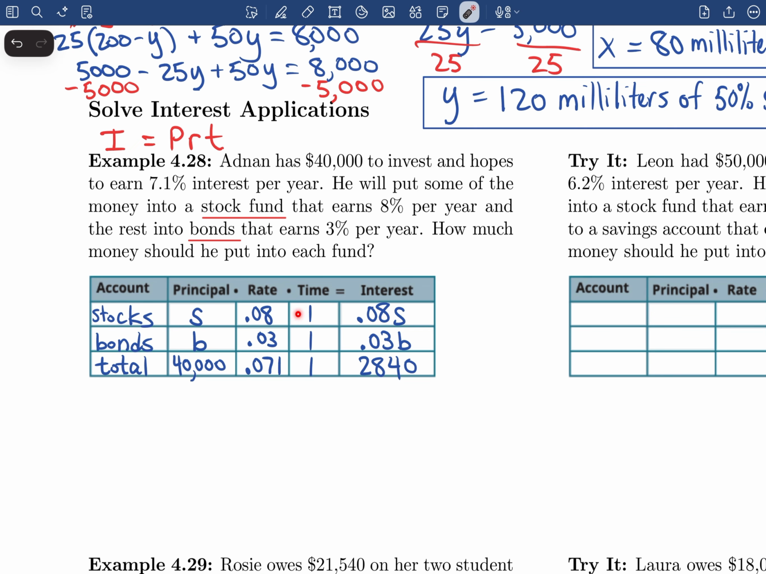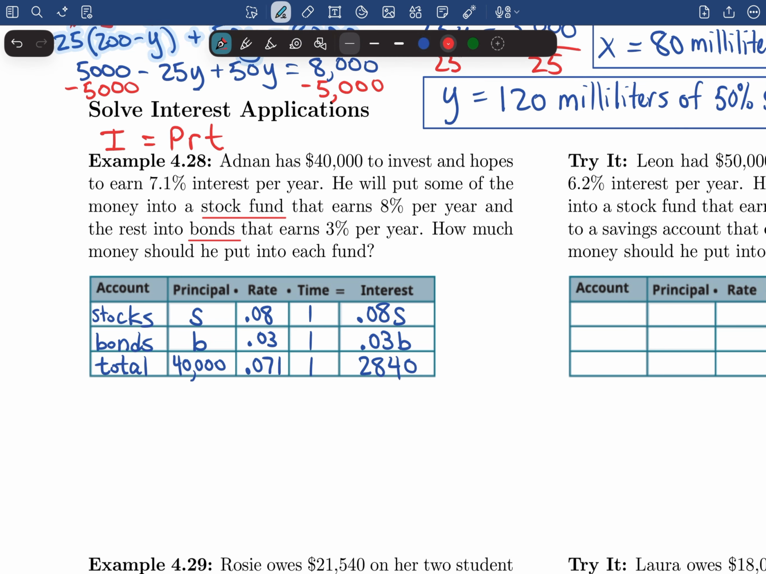By the way, this time of 1 year made everything easy, right? Because when I multiply this times this times this, I don't even have to worry about multiplication by 1, because multiplying by 1 is the same thing. So you see, I never show you the multiplication by 1 in this. I've simplified it. But we can take these two columns, this one and this one, and we can create a system of equations from them.